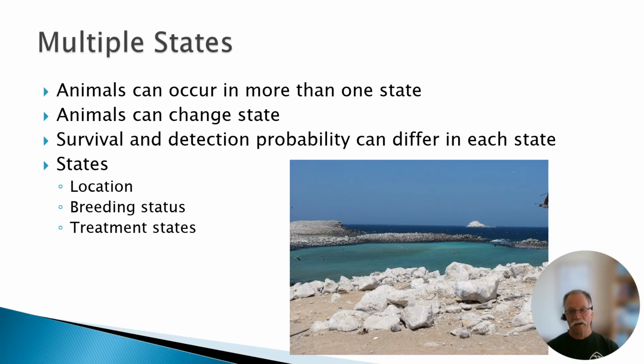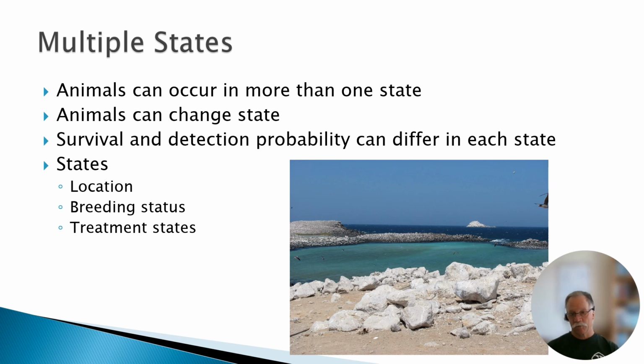So what do we mean by states? Well, there's a number of ways that you can define states. The key factor here is that animals can move among those states, and survival and detection probability may or may not differ among these different states.